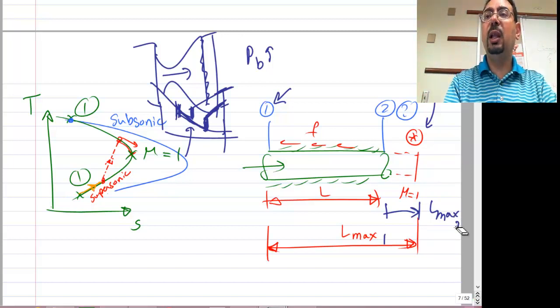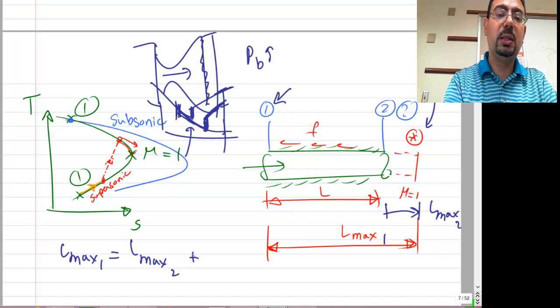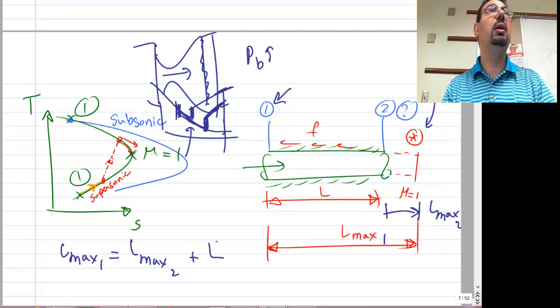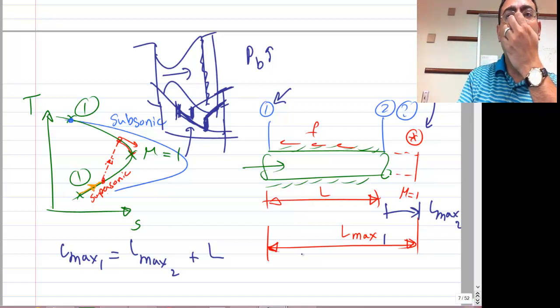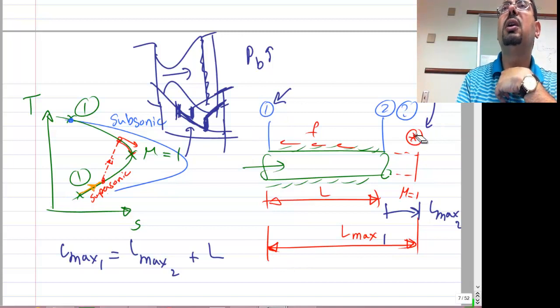And what's the difference between L max 1 and L max 2? It's L, right? So L max 1 is L max 2 plus L. Right? Does this make sense? So what's L max 1? That's the distance it takes state 1 to go to the star condition. This is how much it takes. And L max 2, that's how much it takes for state 2 to go to the star condition. And obviously the difference between them is the length of the pipe itself.